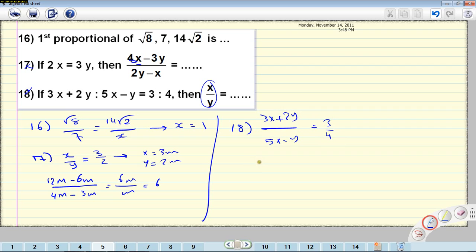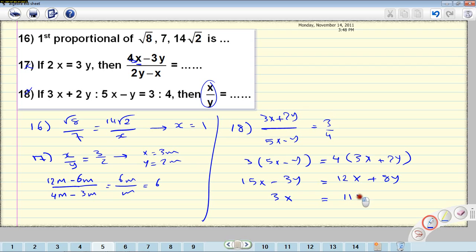So simply a cross multiplication, so 3 open bracket 5x minus y equals 4 open bracket 3x plus 2y, and use the distributive property, which is 15x minus 3y equals 12x plus 8y. I'm going to move 12x to the other side and negative 3y to this side, so 15x minus 12x, which is 3x, equals negative 3y, which will be positive, with 8y, which is 11y, so x over y equals 11 over 3.